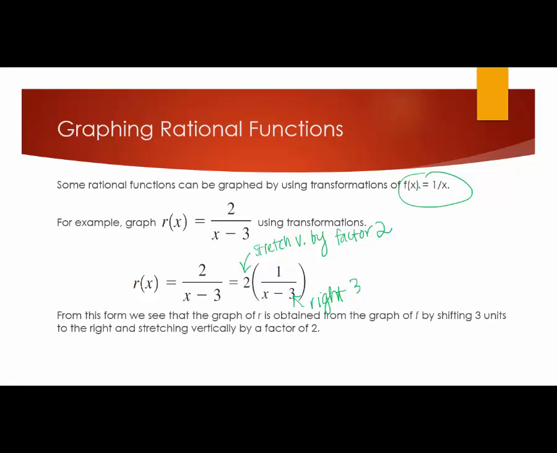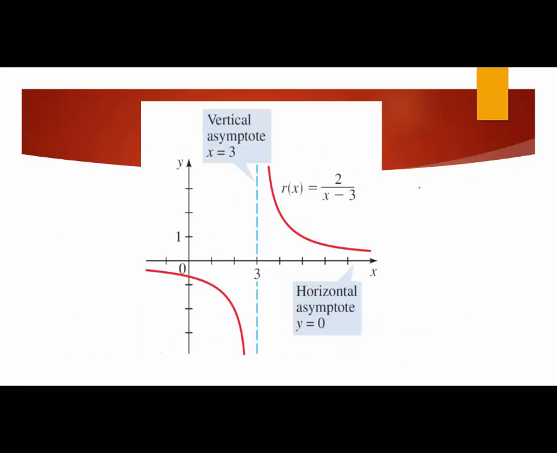All right, yeah, the graph of r is obtained by shifting 3 units to the right and stretching vertically by a factor of 2. We also might note, well, if we shift to the right 3, that's going to make our vertical asymptote x equals 3. But that shift and that stretch away from the x-axis, neither are going to change our horizontal asymptote of y equals 0. Here's a graph of 2 over x minus 3 equals r of x. Vertical asymptote, horizontal asymptote. It's stretched a bit, but similar in shape to the graph of 1 over x.